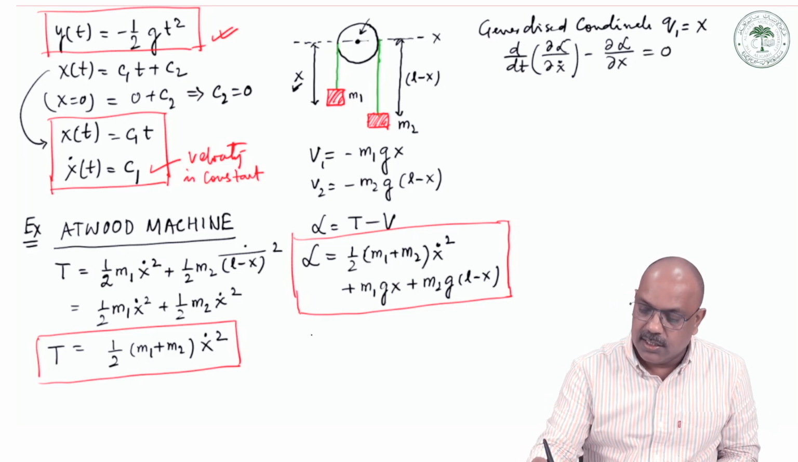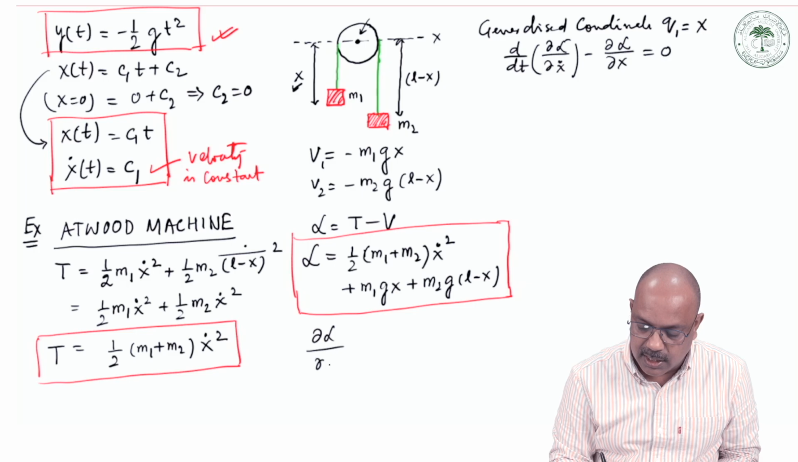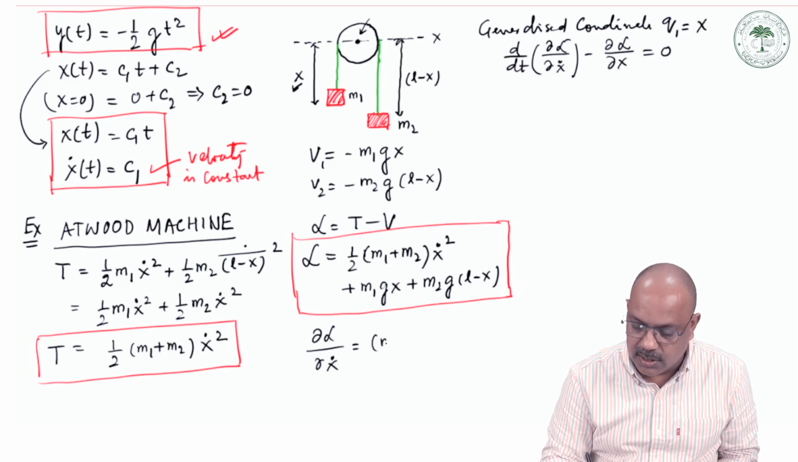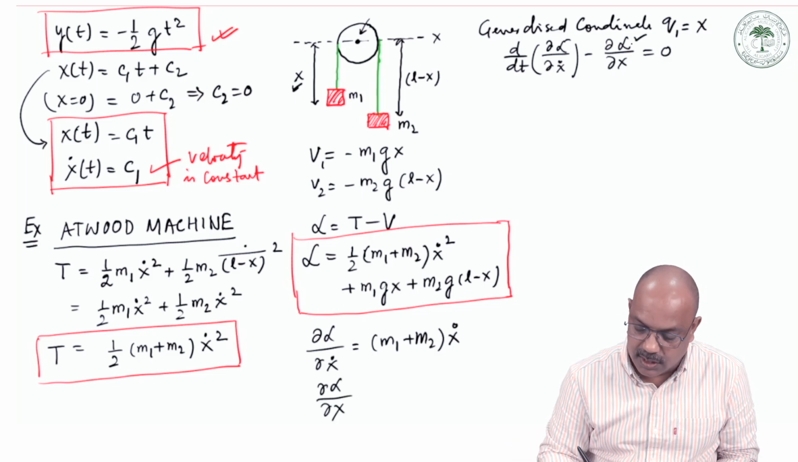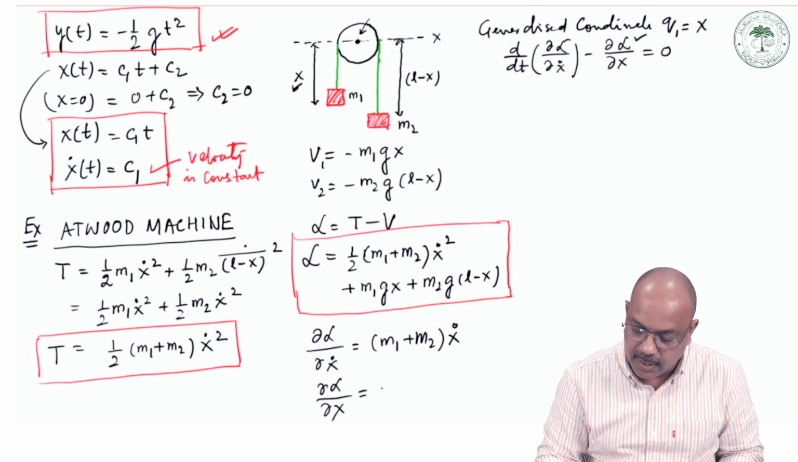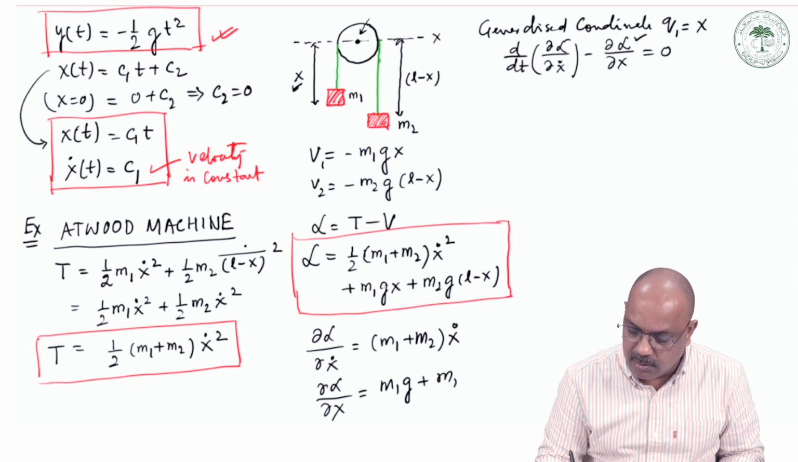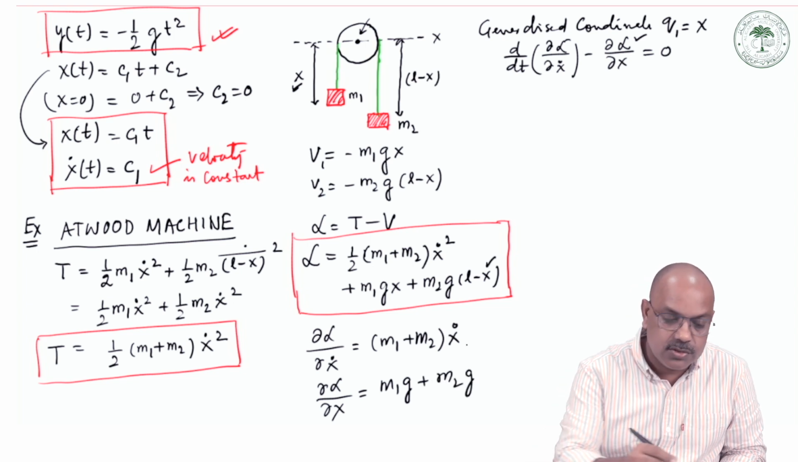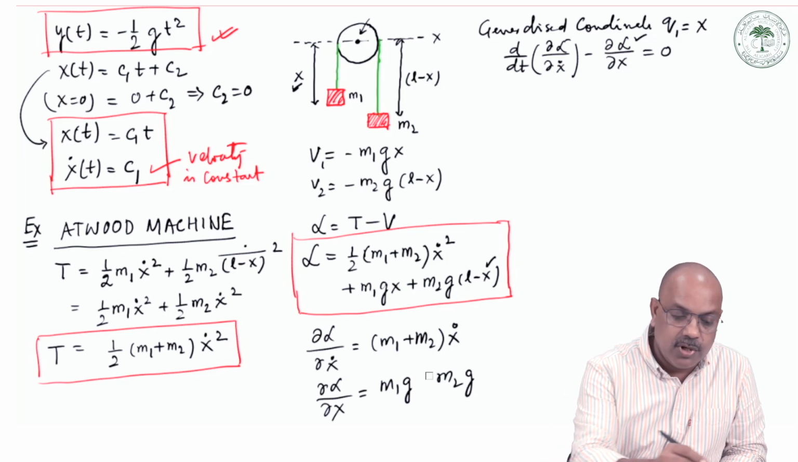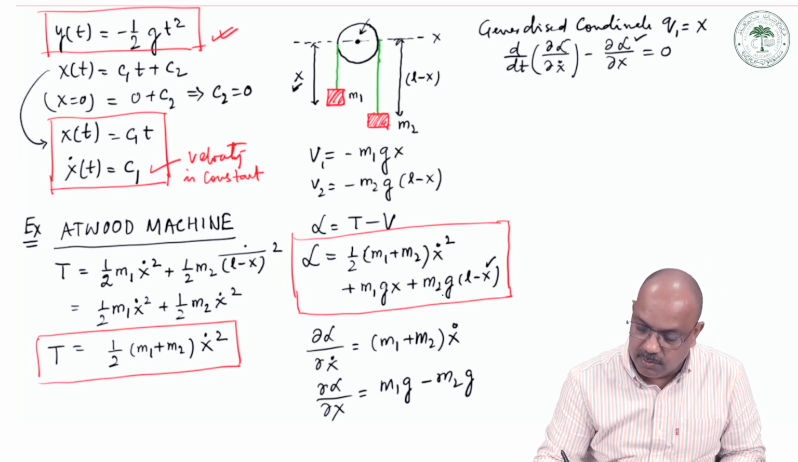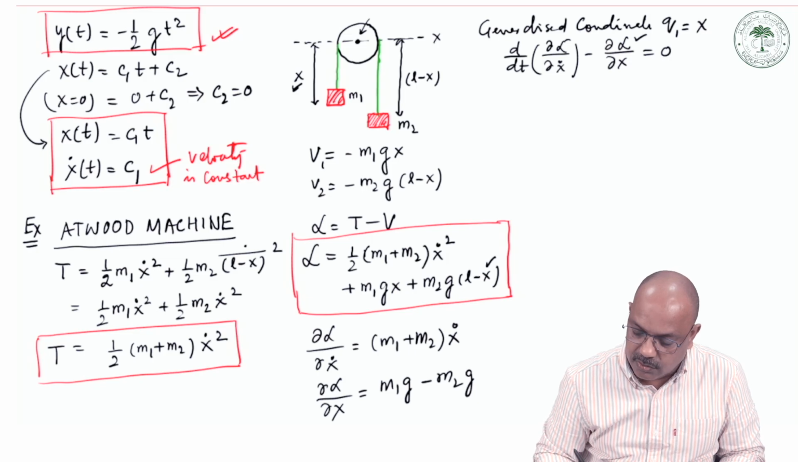Now I find this ∂L/∂x from here. This is going to be m1g plus m2g, but because x is minus for the second mass, this is not positive, this is going to be minus m2g. So this is nothing but (m1 minus m2) times g.